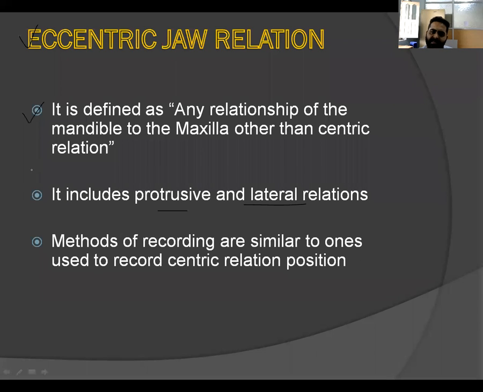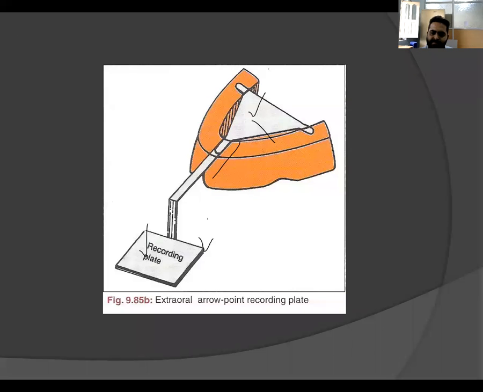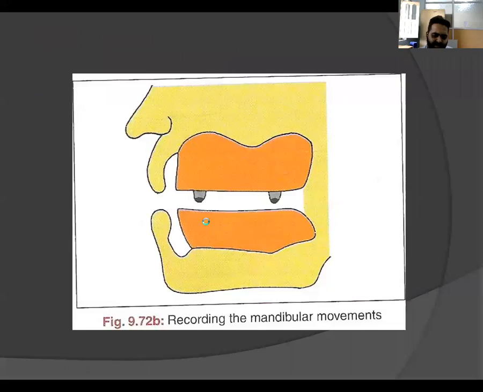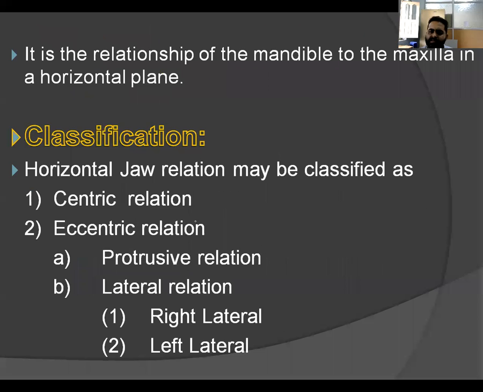The same thing is again divided into two categories: the protrusion and the lateral movement. We don't record this. We record this for full mouth cases, not in complete dentures. So this ends your topic. We covered the jaw relation in two parts. So basically, the only part remaining is the orientation jaw relation. In the next class, we'll deal with the orientation jaw relation.